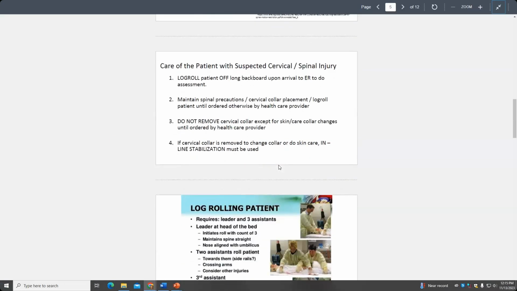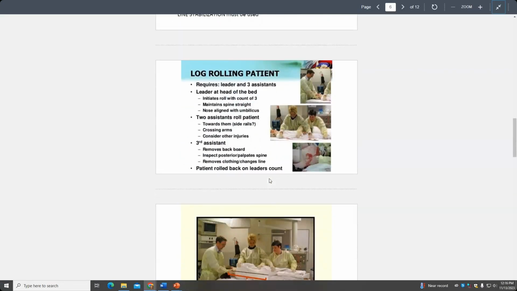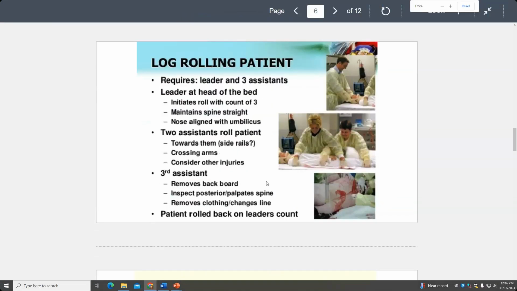Who's done log rolling? Anyone? 1, 2. That's it? All right. We might have a demo on log rolling. I've been rolled too. We used to have a trauma skills, and I still may do it so that you can practice log rolling your patient, but it does require at least 3 people, at least 3, probably 4 for the best practice. Yeah, you have done log rolling. Most people have done log rolling.